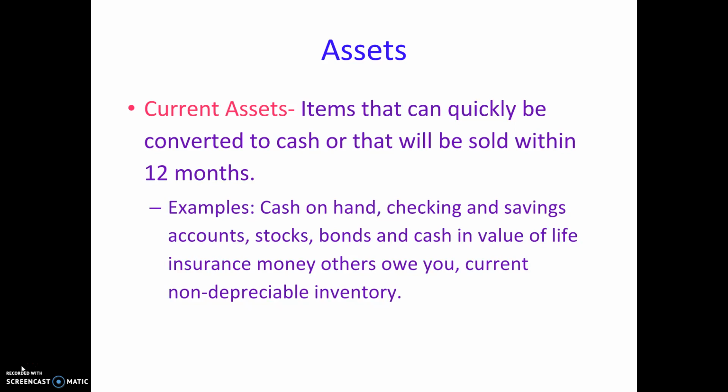So current non-depreciable inventory is anything that's going to be used up or sold within a year, or that you are going to quickly use or cash out. So examples of this would be like feed for your animals, or medical supplies for your animals. Like if you keep HeartGuard in stock for your dogs, your heartworm preventative, that would be considered a non-depreciable inventory, especially if you're running a business.